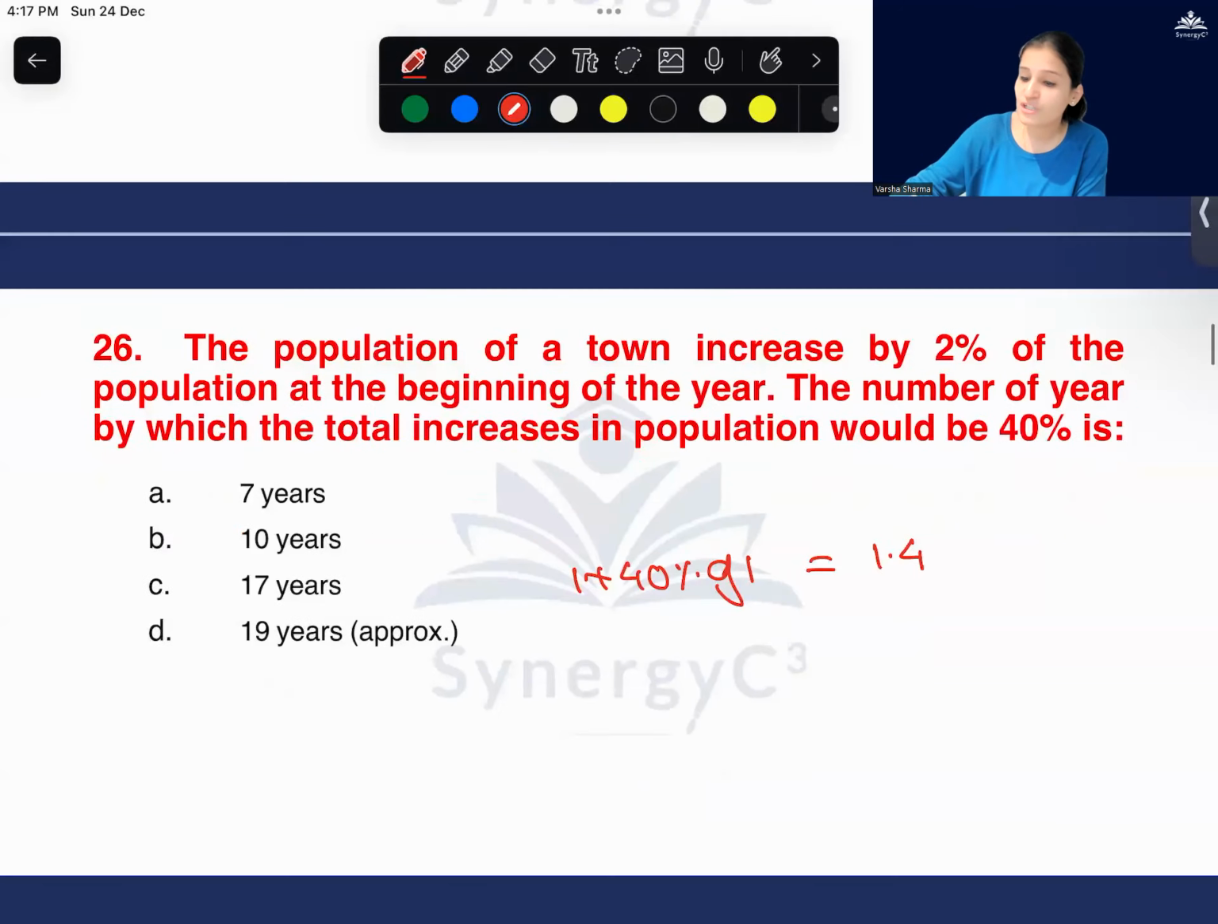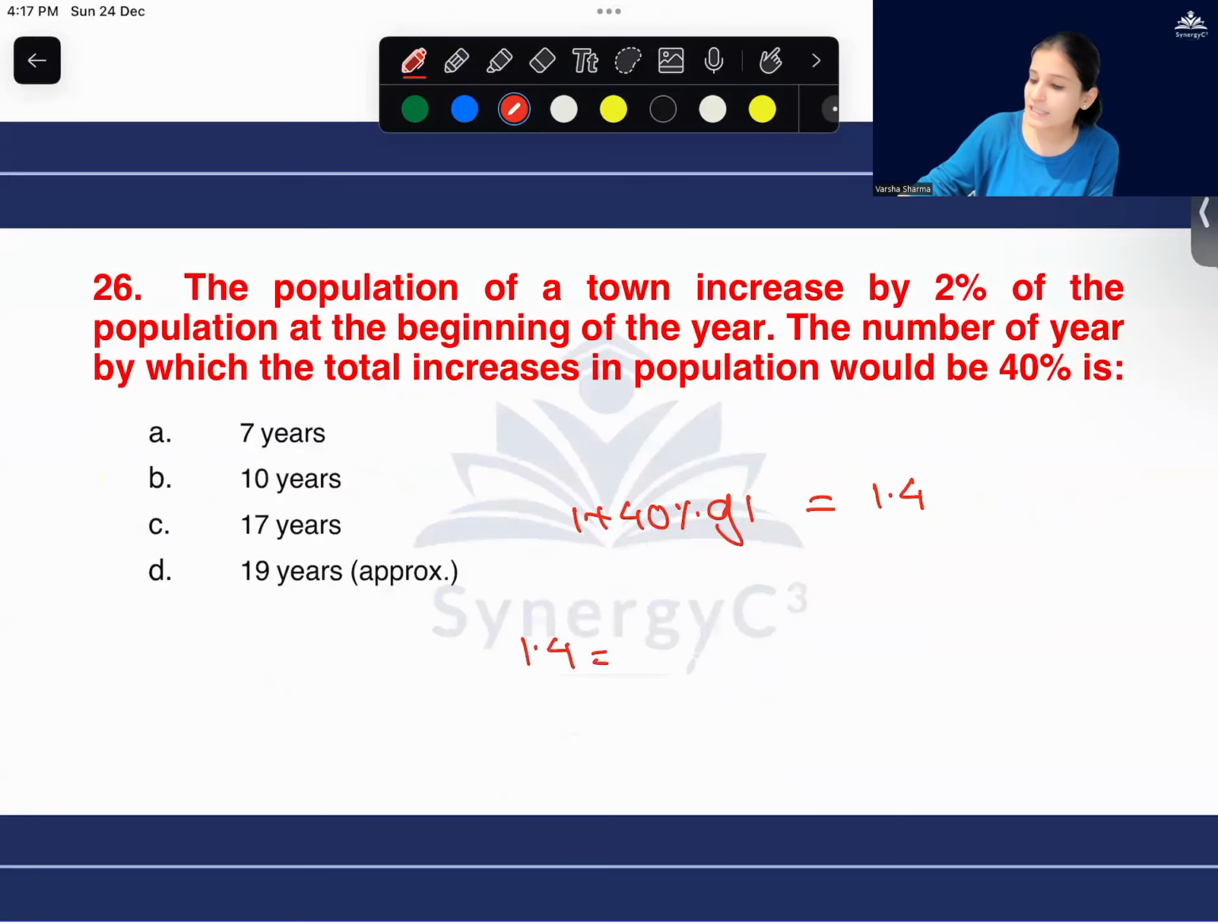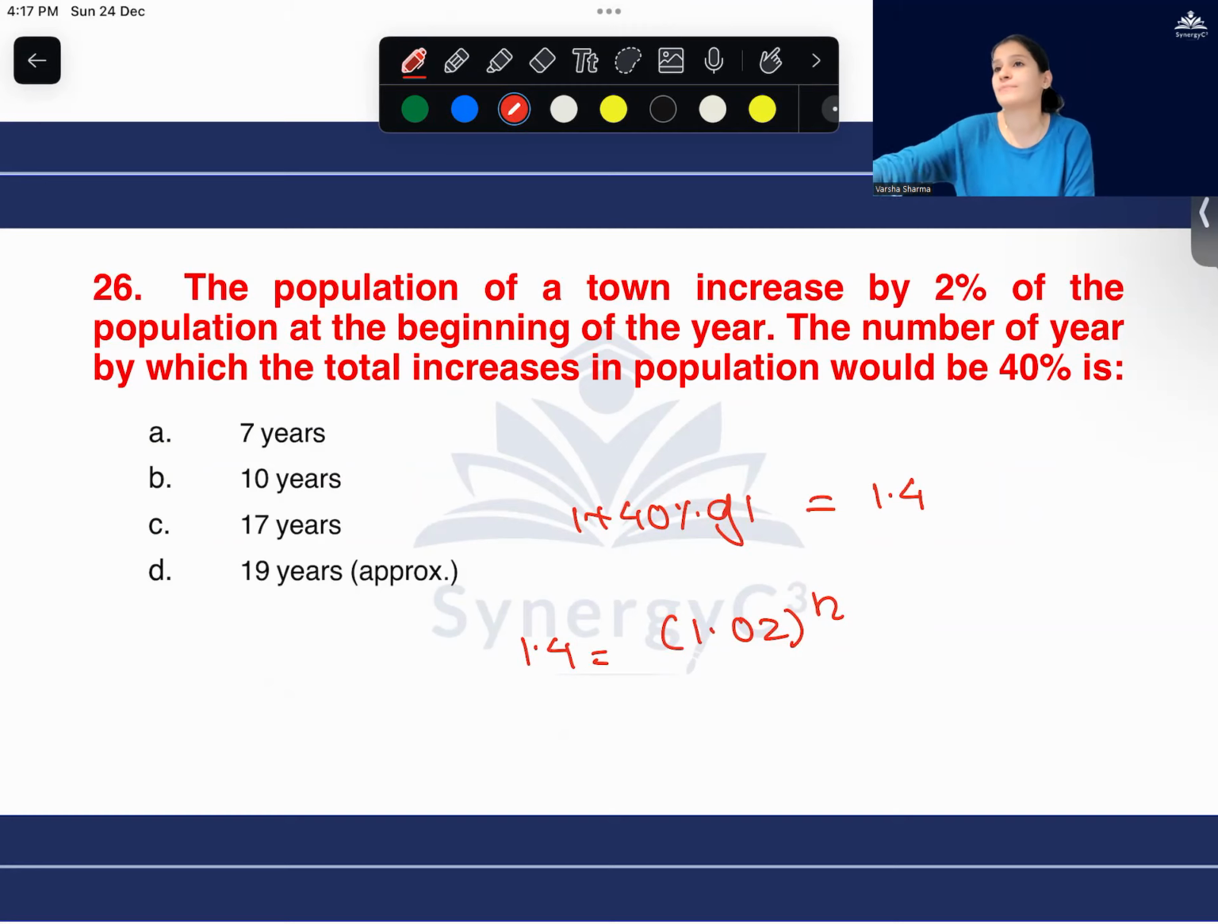That means 1.4 is what? My amount. My principal is 1. I'm not writing that. My compounding value is 1.02 to the power n. So now in your calculator, multiply 1.02 and keep on having a count. As soon as you land near 1.4, tell me how many times you multiplied.